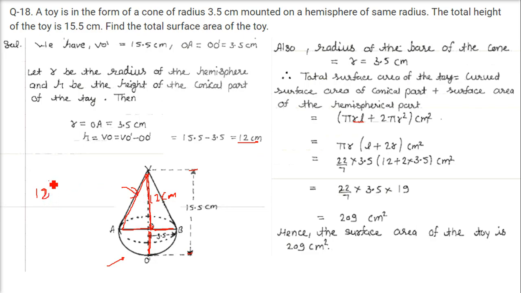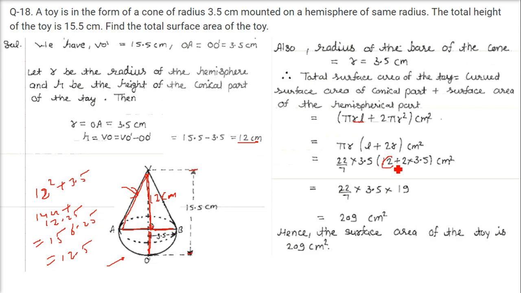So this will be 12 square plus 3.5 whole square. So this will be 144. And what is 3.5 whole square? Let me compute. 3.5 into 3.5 is going to be 12.25. We just have to add them, plus 144. And this is going to be 156.25. Let me just take the root of 156.25. It is going to be 12.5.